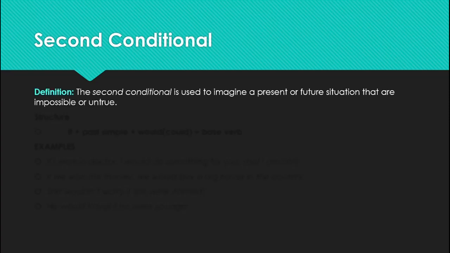The second conditional sentence is also very important. The second conditional is used to imagine a present or future situation that is impossible or untrue. The situation is present, but it is untrue. It is not true. See the structure. First of all, with if clause you use past simple tense, and with main clause you use would or could with a base verb. How? See that.